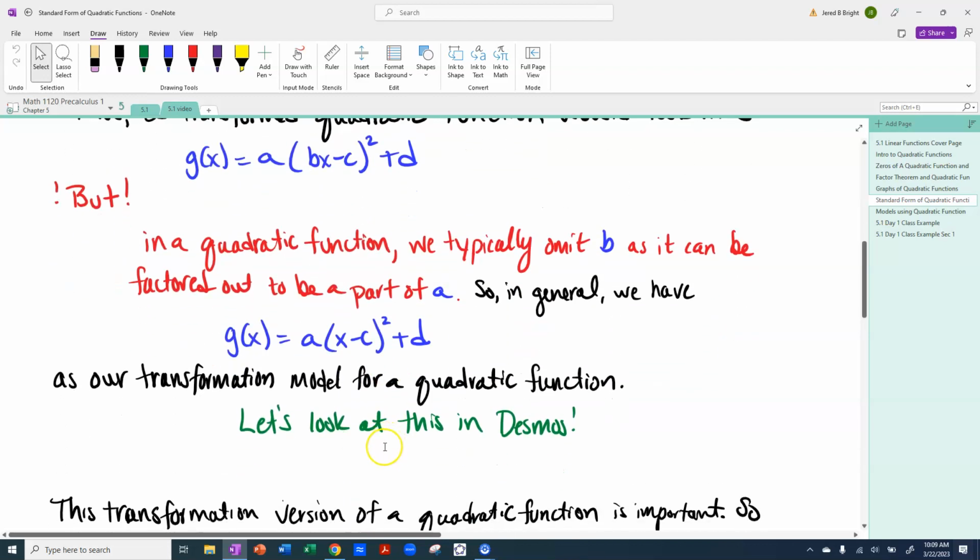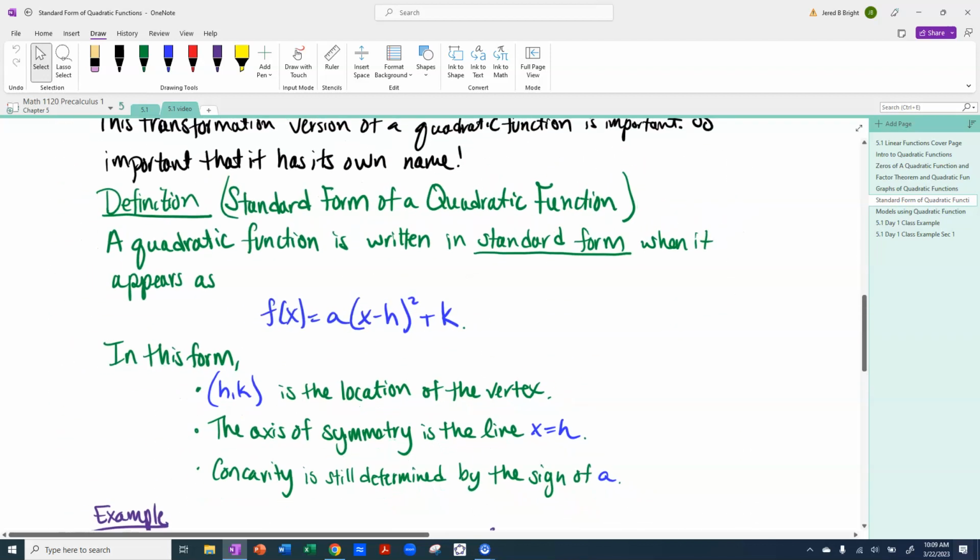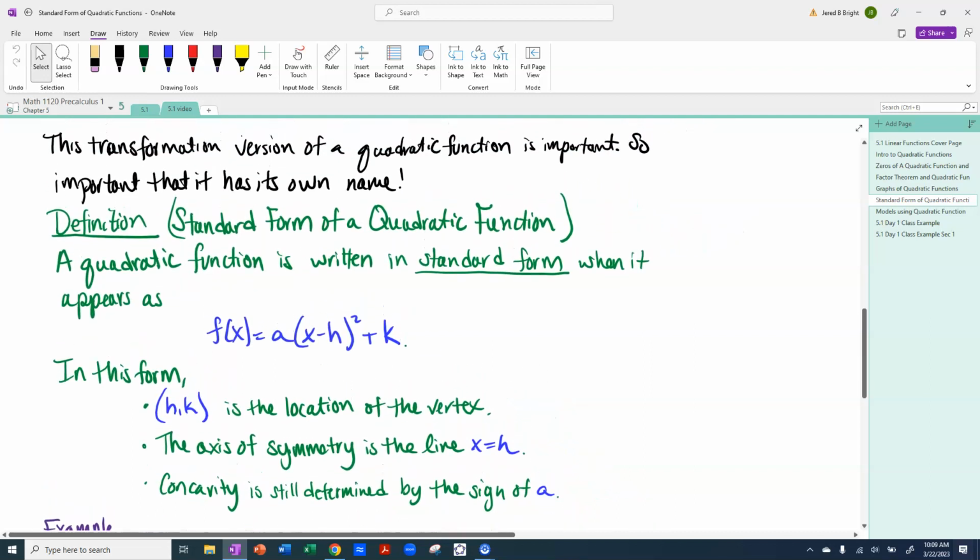So this form that we get from transformations is actually so important it has its own name. We call it the standard form of a quadratic function. I don't know why some books call it standard form. Sometimes you see it as vertex form, tomato, tomato, really. And the only other thing that changes when we use this definition is we talk about H and K, instead of C and D, as being the location of the vertex. So if we have a times x minus h, quantity squared, plus k, in that form, (h, k) is the vertex. And then our axis of symmetry is just the line x equals h, okay?